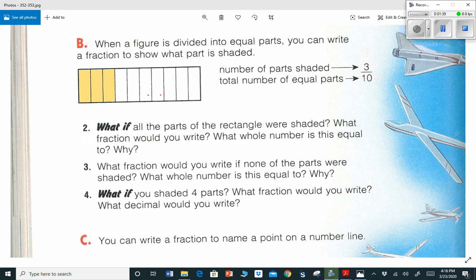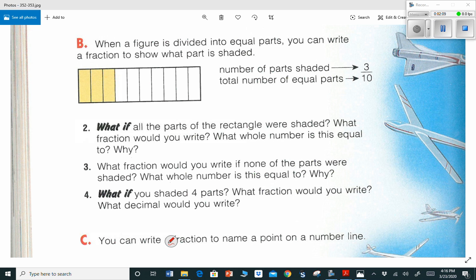Hi, fifth graders. This is just a little introduction to fractions. You may want to take some notes on this. When a figure is divided into equal parts, and notice this figure is divided into equal parts, each one of these rectangles is the same size, and that is important in dealing with fractions. So if it's divided into equal parts, you can write a fraction to show what part is shaded.